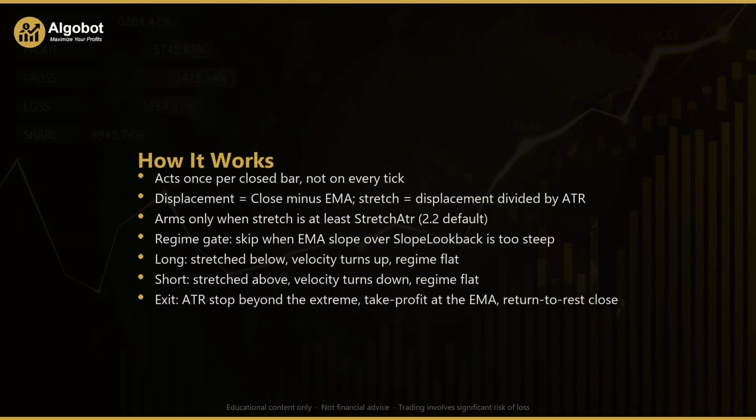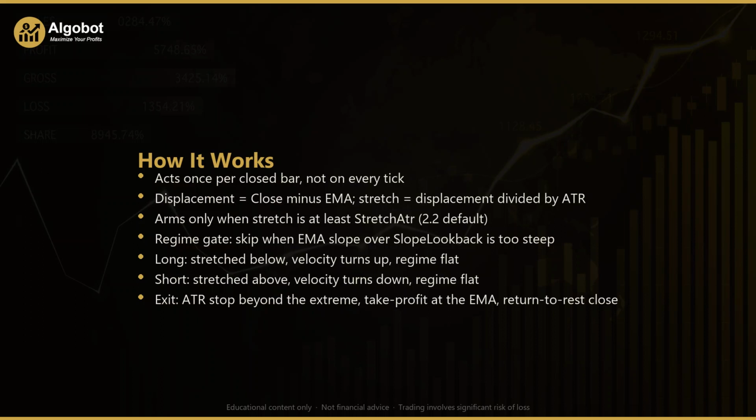If the stretch is large enough, the regime filter checks whether the market is flat. It measures the moving average's slope over the slope lookback period, 8 bars by default, and divides it by ATR. If that slope is steeper than the SlopeAtrMax setting, the strategy concludes a trend is stretching the tether and stays out. Springs only make sense in ranging conditions.